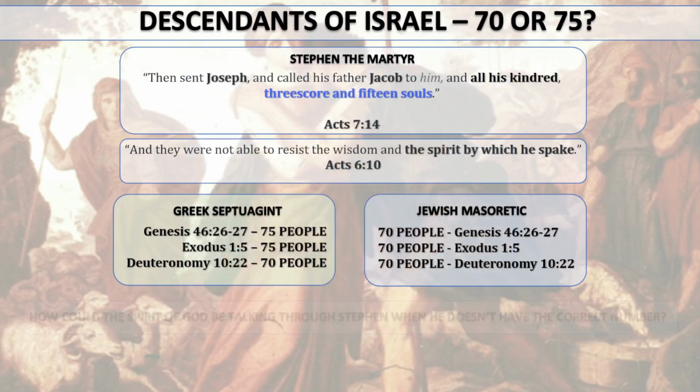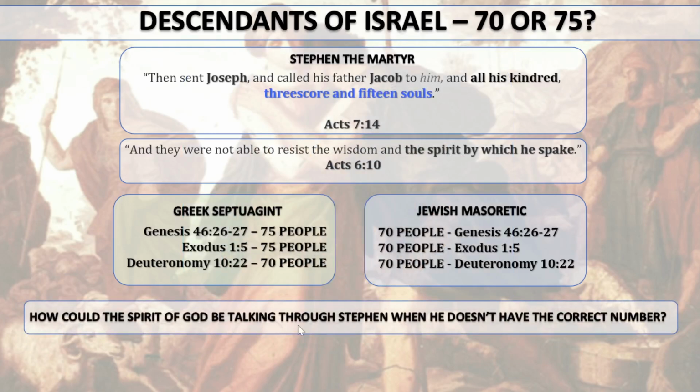All right? So how could the Spirit of God be talking through Stephen when he doesn't have the correct number? It's because the Jews changed their Masoretic so that it's 70 across the board. Stephen is clearly reading from a Septuagint or a Hebrew Bible like we saw from the Dead Sea Scroll fragment, all right? So if you're a King James onlyist, you have to explain this, seeing this is something atheists bring up. I love atheists because the atheists ask the hard questions.